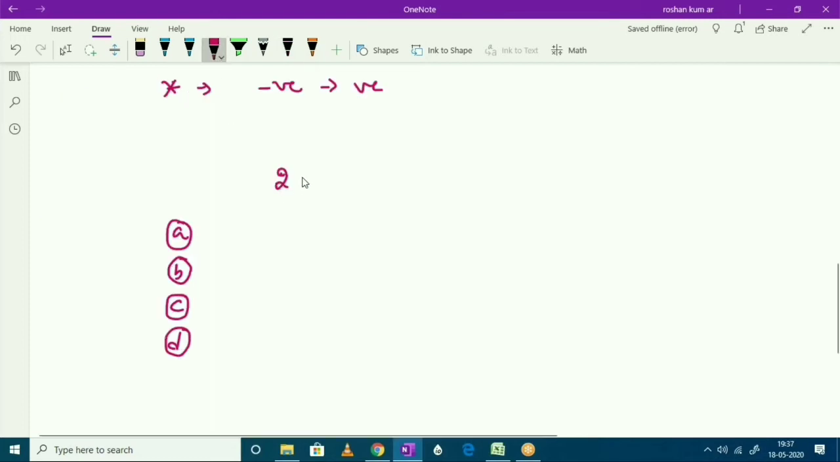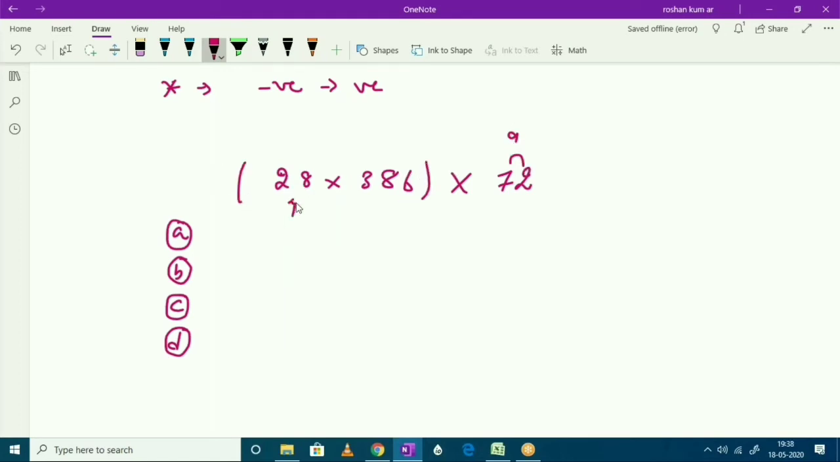See, I have 28 into 386 into 72. Now you guys know that 7 plus 2 will be 9. I will not go back and multiply this number. I'll not go back and find the digital sum here or here. If I find the digital sum at each and every place, we will waste time. So one point says that whenever we have a multiplication with 9, always the digital sum will be 9.